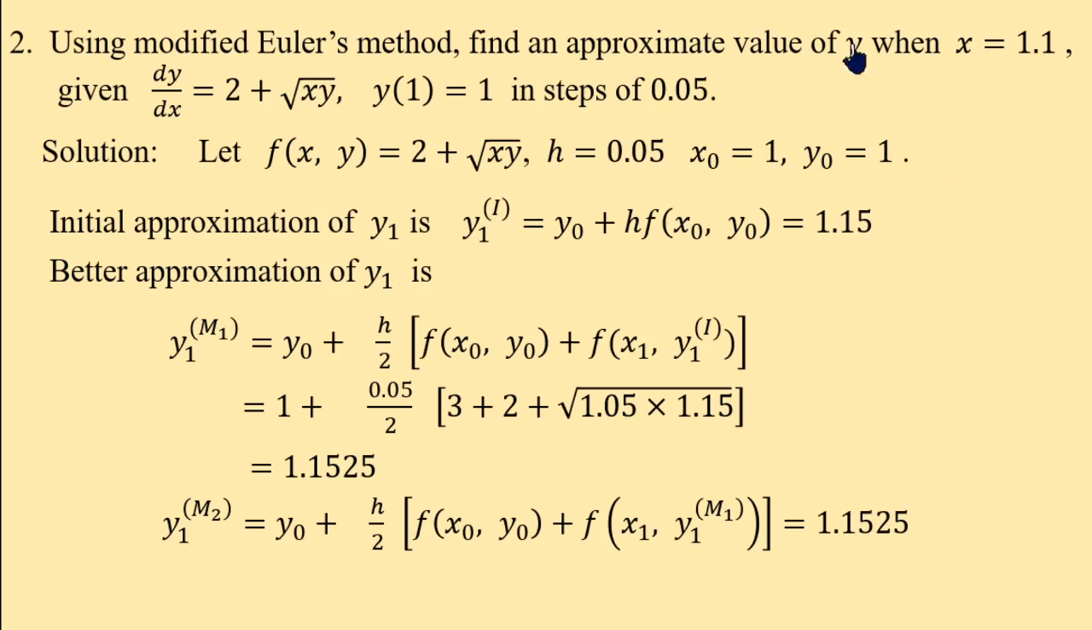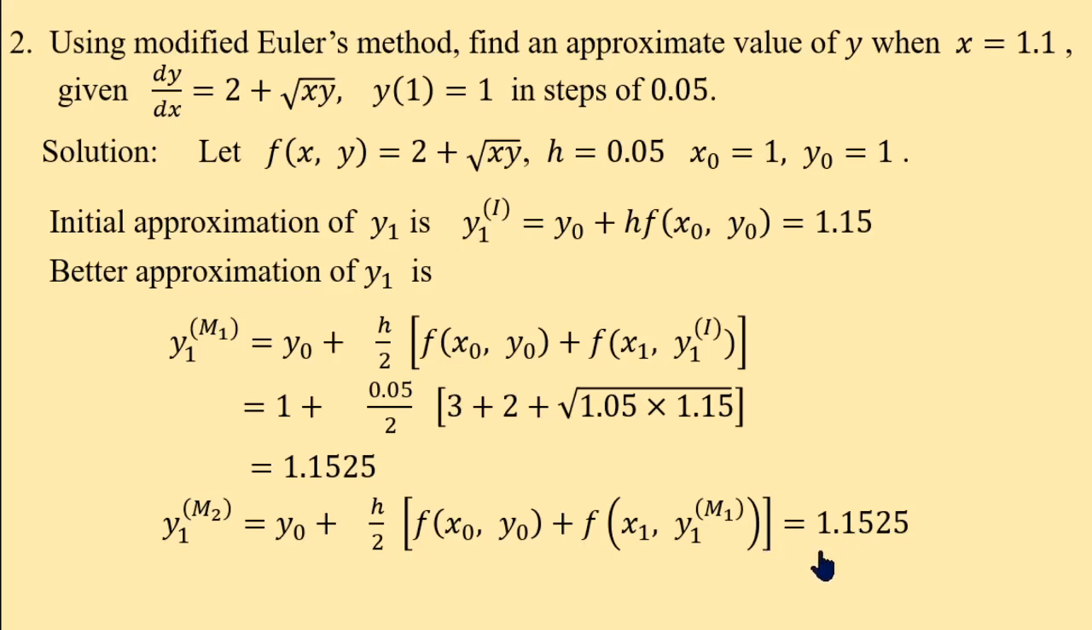But the question is to find y at 1.1, which means you are going to find y2. Therefore, to find y2 means y at x2. x2 is 1.1, x1 is 1.05, and the increment is 0.05. Careful. Therefore, y2 initial value is y1 plus h f of x1 y1.